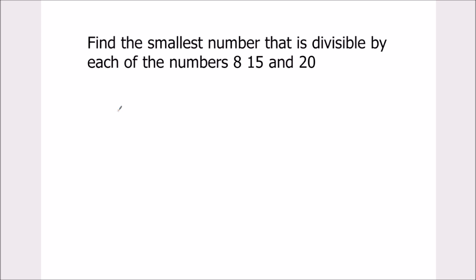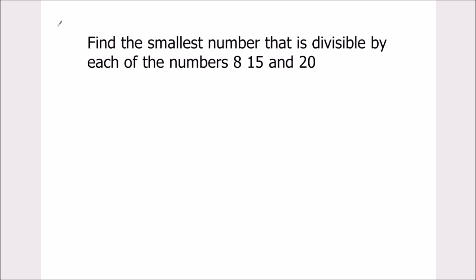We are going to find the smallest number that is divisible by each of the numbers 8, 15 and 20. The smallest number which can be divisible by each of the numbers will be the LCM of the three numbers. In this kind of problem, where we have to find the smallest number which is divisible by the numbers, we need to find the least common multiple of all three numbers.